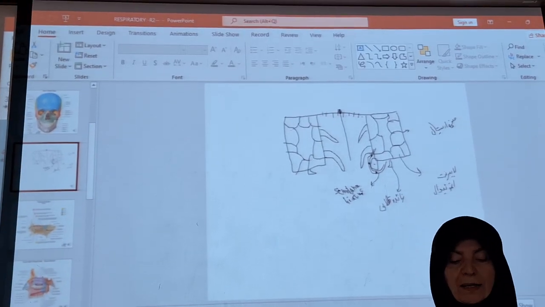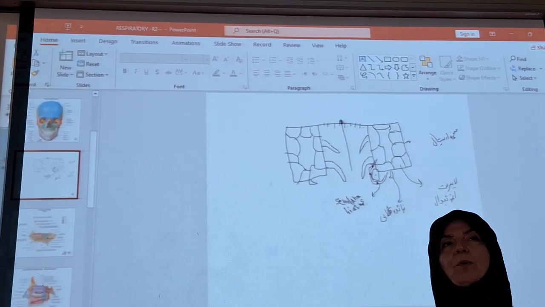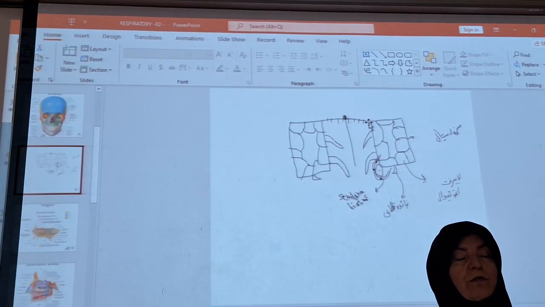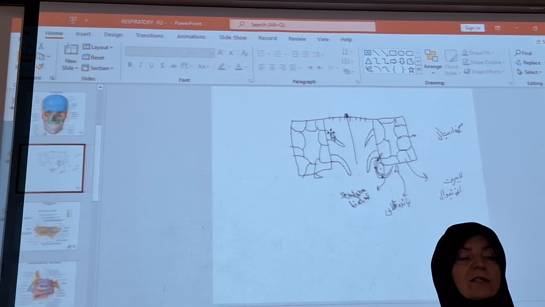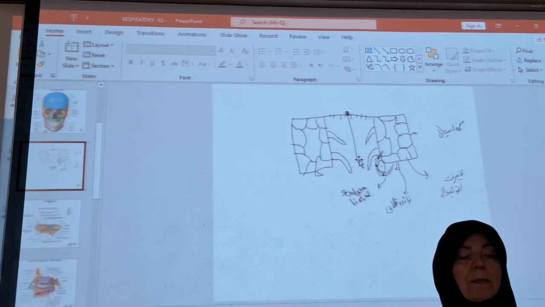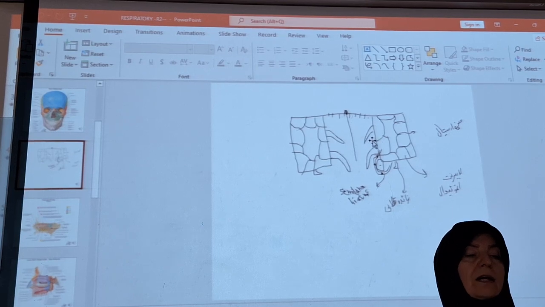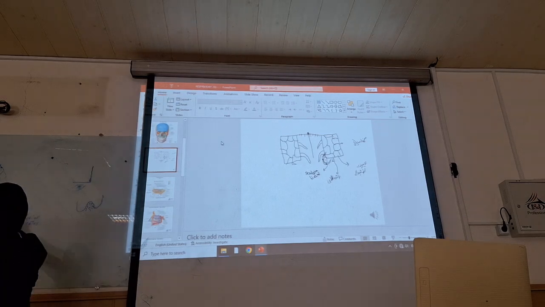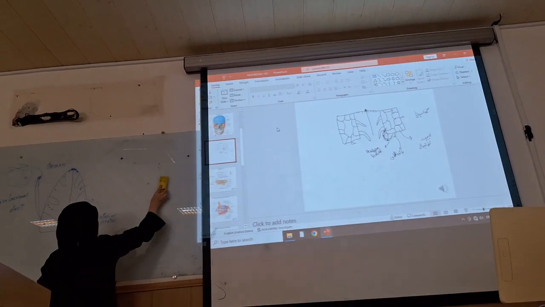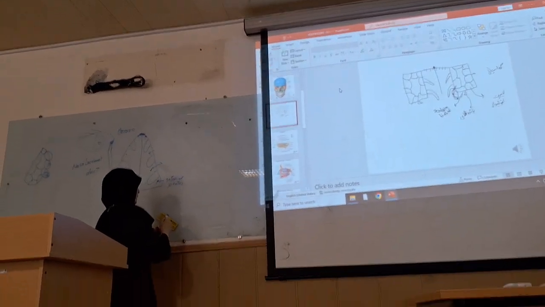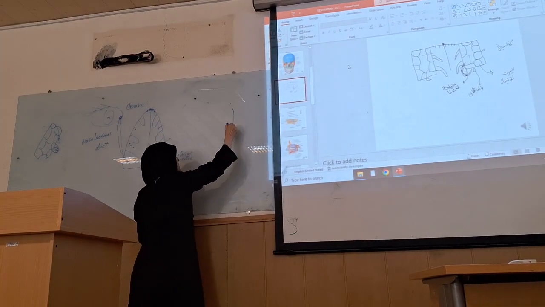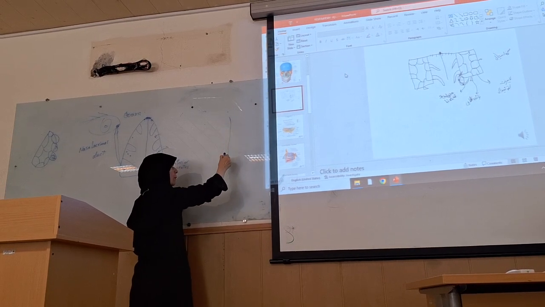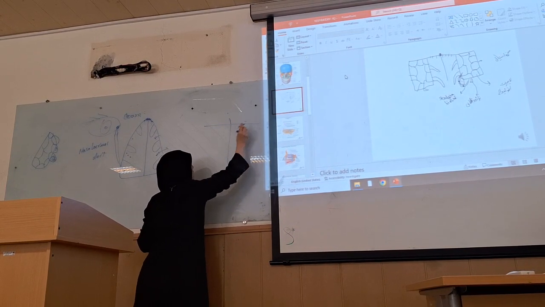Why we call the ethmoid bone a complex bone is because it is the only bone that participates in the roof, the lateral surface, and the medial surface of the nasal cavity. The ethmoid bone is such as this picture. If you imagine here, we have the ethmoid bone.